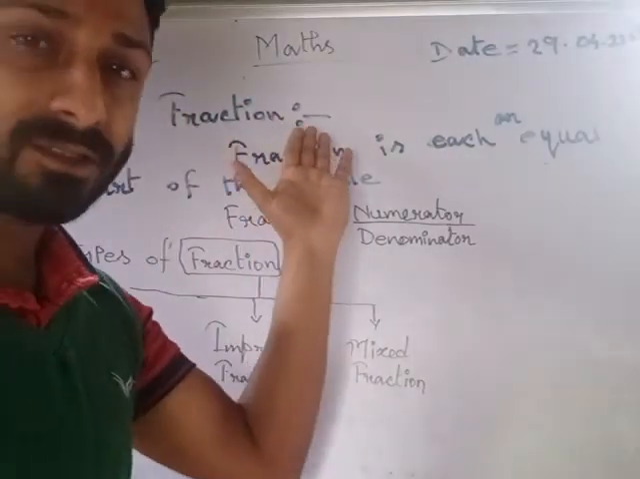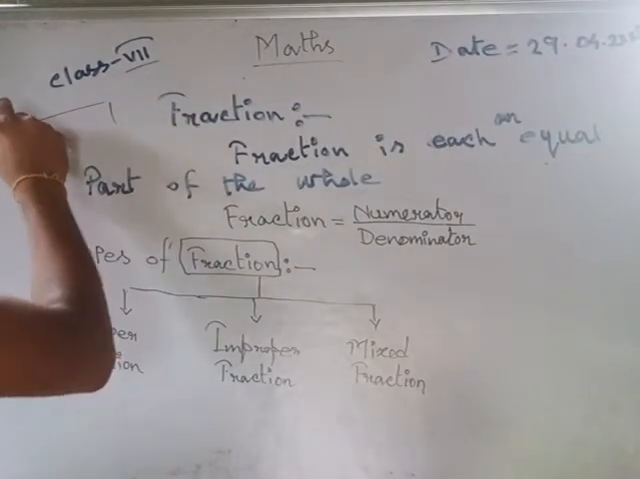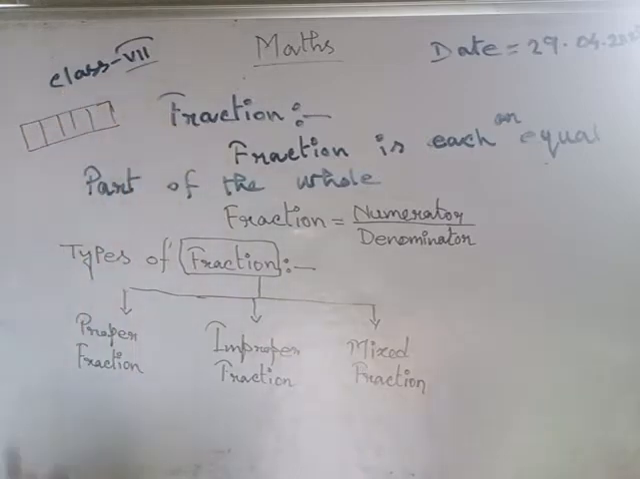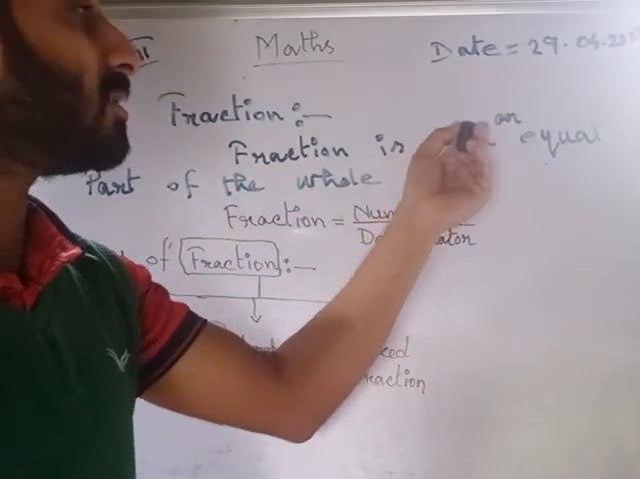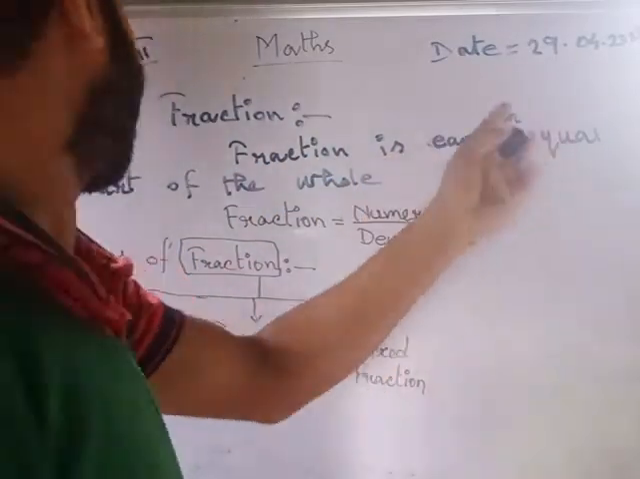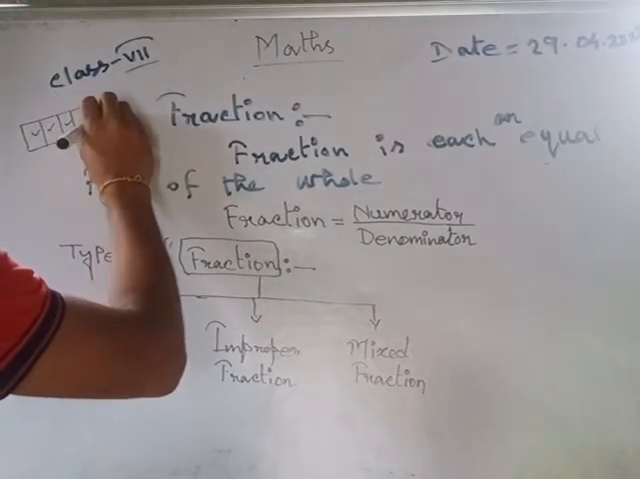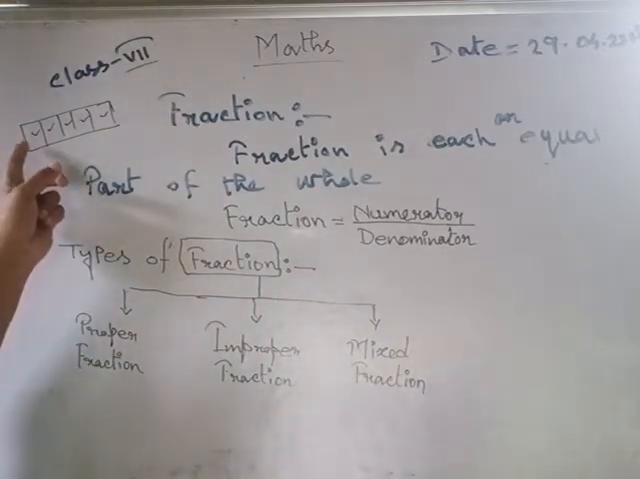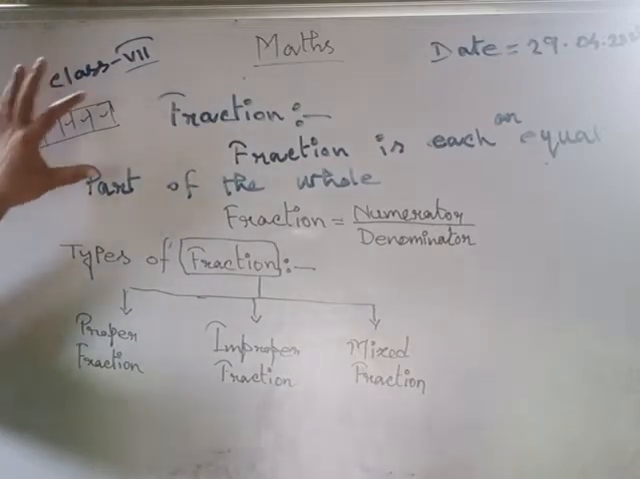We use fractions in our daily life. When we take our breakfast, each and every bread is equally divided by 3, 4, 5, 6, 7, 8, etc. Okay, a fraction is each equal part of the whole. That means all of the parts are equal. Each part of the whole is called the fraction.